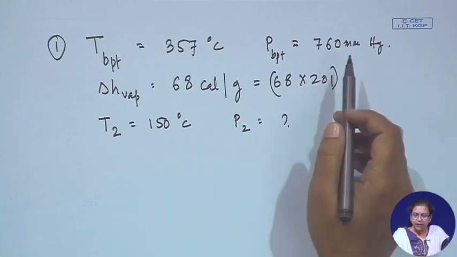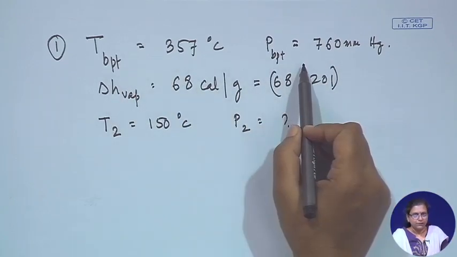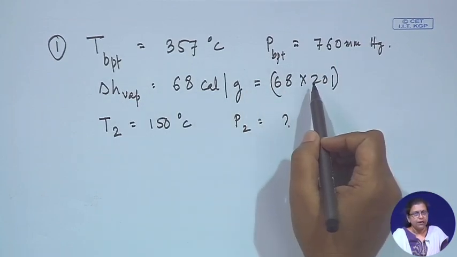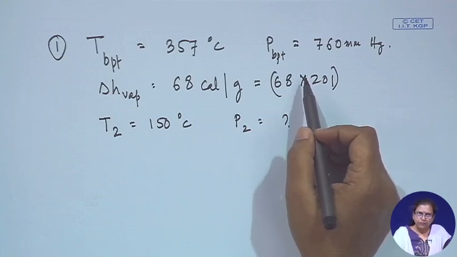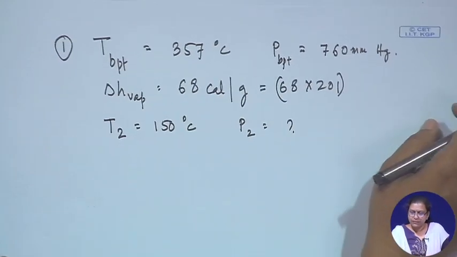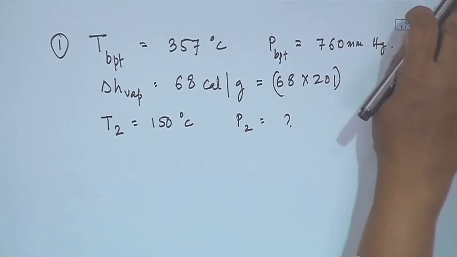Now, from the data which is given, you are given the boiling point, the corresponding saturation vapor pressure which is known to you, and the latent heat of vaporization. If you assume that the latent heat of vaporization does not change from 150 degrees centigrade to 357 degrees centigrade, which, as we have already discussed, is quite a drastic assumption, but nevertheless we make this assumption for simpler calculations, then the Clausius-Clapeyron equation can be quite suitable for it.